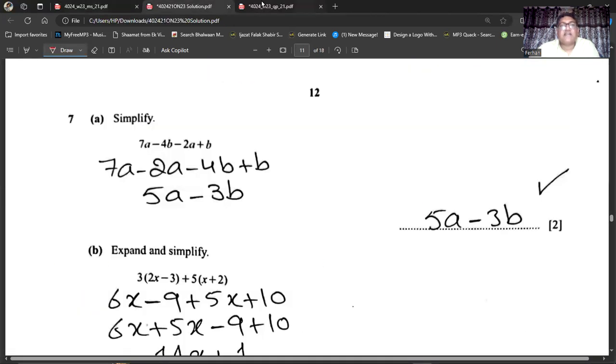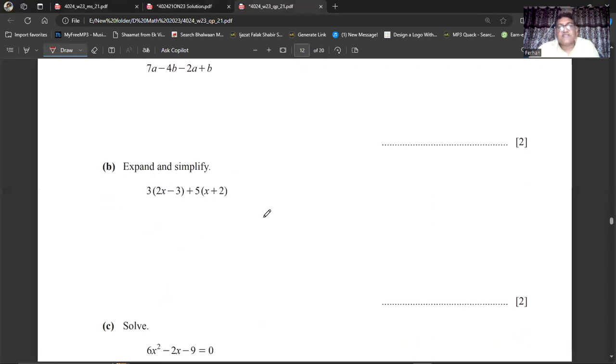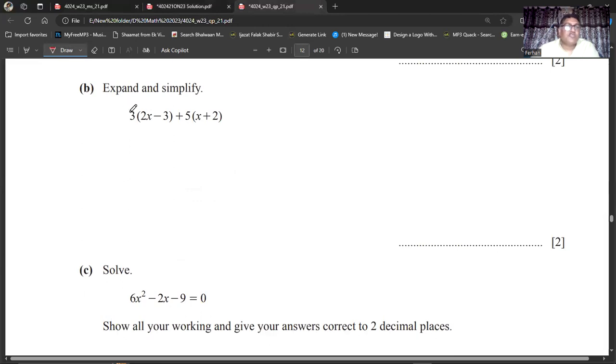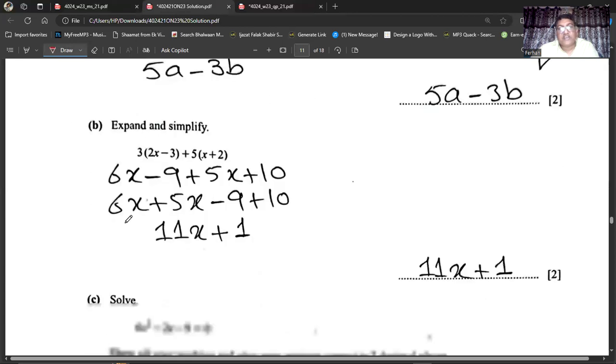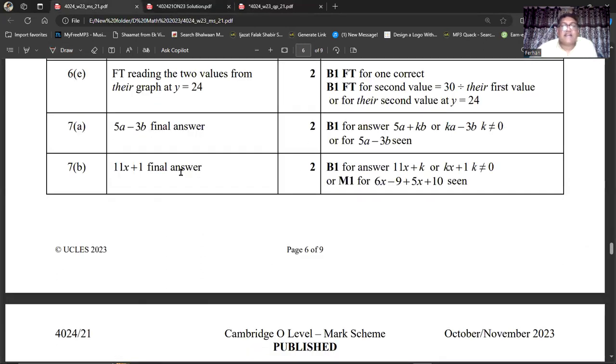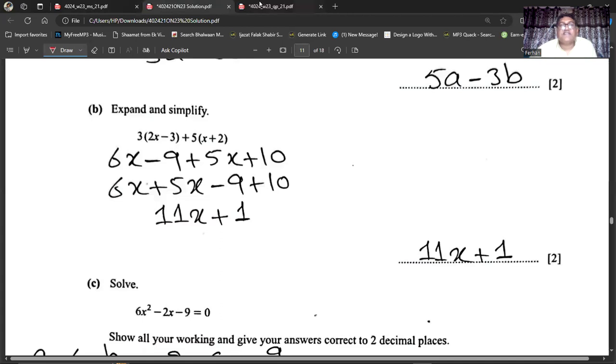This is how I have done this. And then we have question number 7B part. He says expand and simplify. So this 3 will multiply with both the terms. This 5 will also multiply with both these terms, which are inside that bracket. So you will have 6x minus 9 plus 5x plus 10. So x and x will be added, subtracted. Pure numbers will be added, subtracted with pure numbers. So you will have 11x plus 1. 11x plus 1. And that answer is right, sir. This is how it is done.